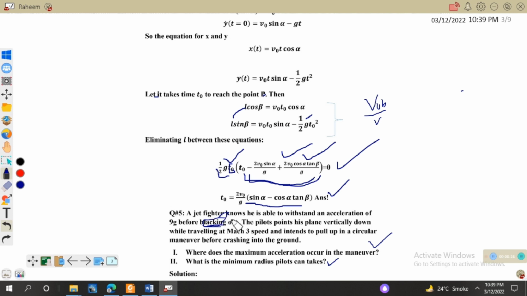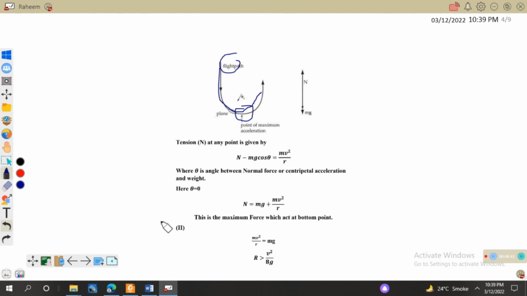A jet fighter is able to withstand an acceleration of 9g before blacking out. The pilot points his plane vertically downward while traveling at this speed and intends to pull up. Where does the maximum acceleration occur? So we will find where its acceleration is going to be maximum. Generally we can write the expression for the normal force: N minus mg cos theta is equal to mv square over r, where theta is the angle between the vertically downward force and the acceleration, which is always directed toward the center.